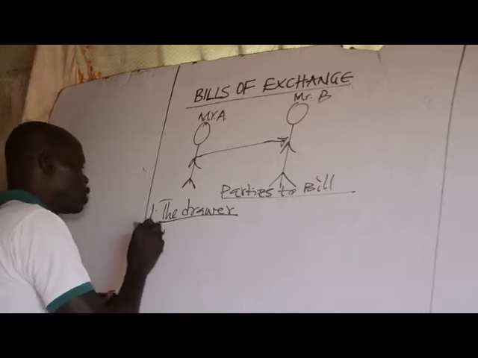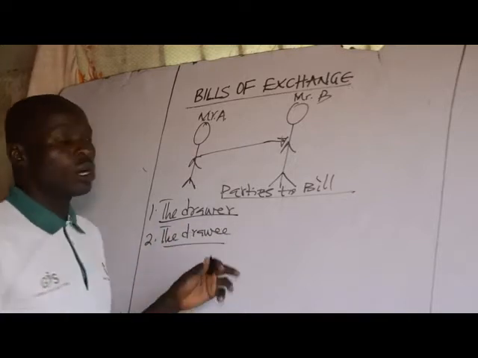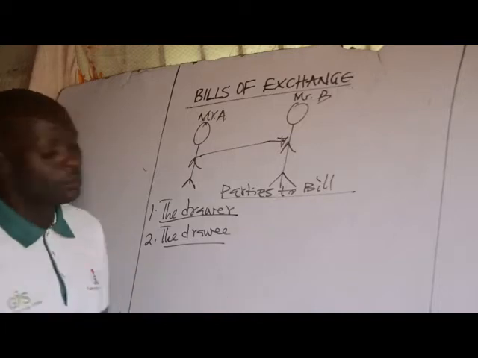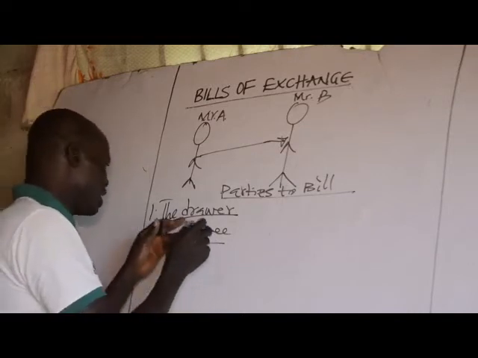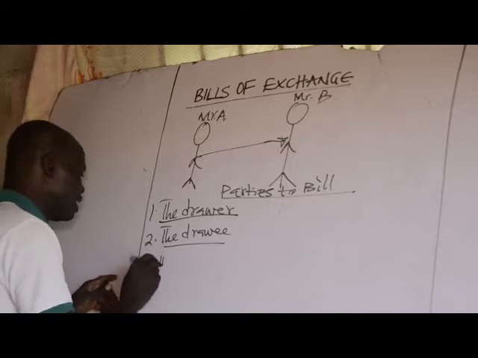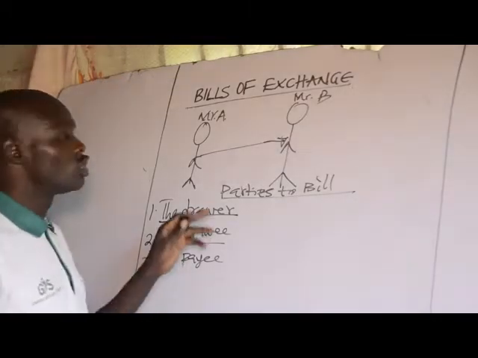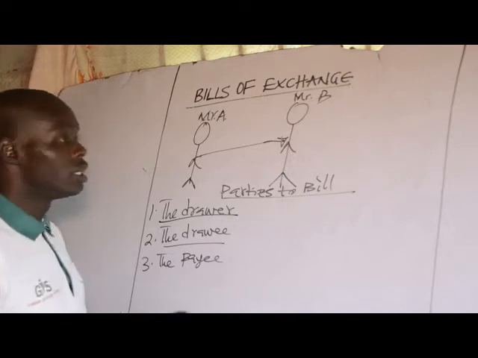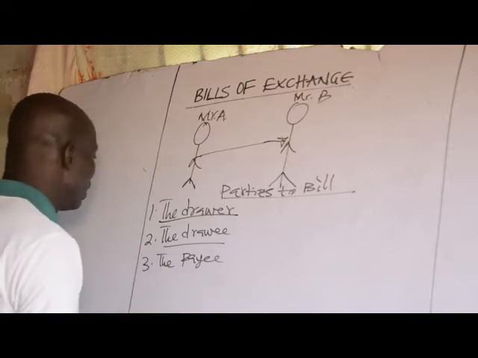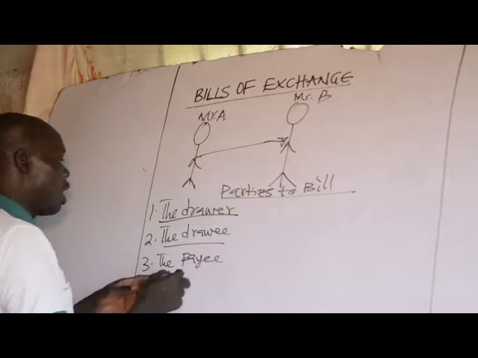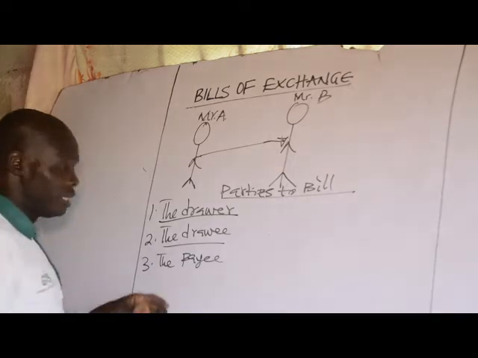Number two, we have the drawee. The drawee is the debtor. He is the customer or the debtor to whom the bill is written. A person to whom the bill is written is said to be the drawee. Number three, we have the payee. The payee is the person to whom the money is to be paid, the person to whom the bill is payable. The drawer may be the payee, or it may be a third party, maybe the bank or the discount house.